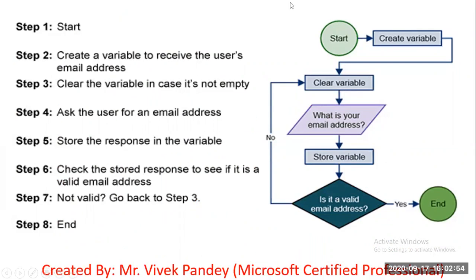Here is one more example of an algorithm. Step 1, start. Step 2, create a variable to receive the user's email address. Step 3, clear the variable in case it's not empty. Step 4, ask the user for an email address. Step 5, store the response in the variable. Step 6, check the stored response to see if it is a valid email address.